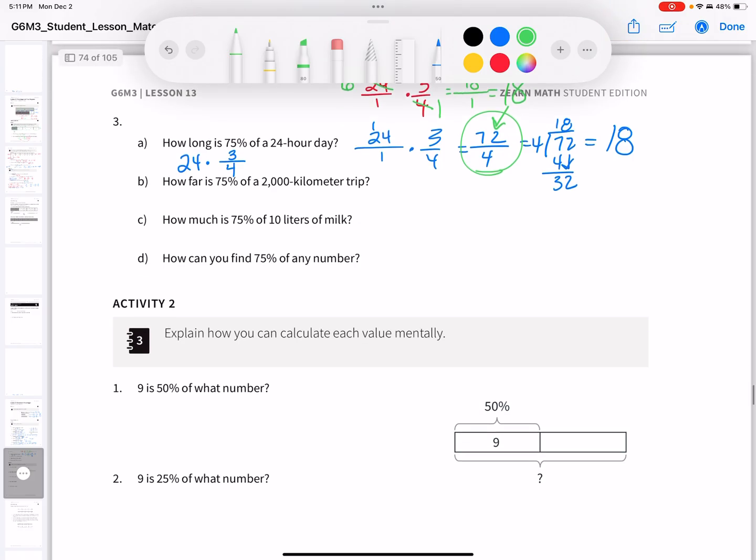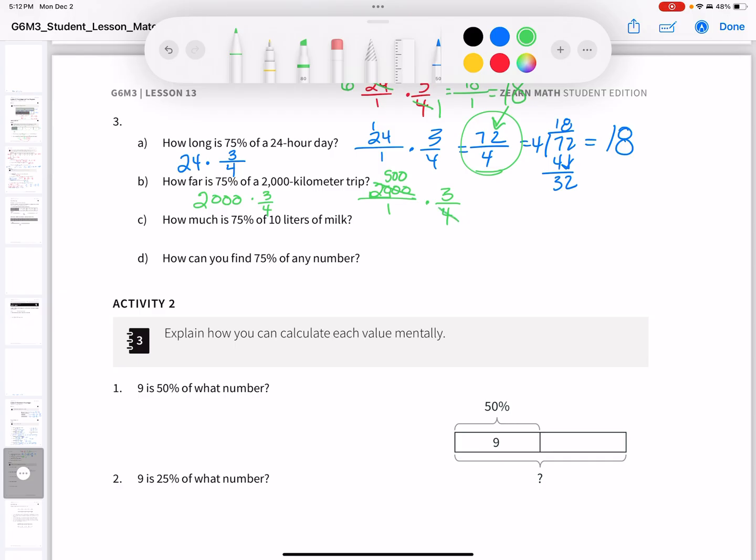So how far is 75% of 2,000 kilometers? Well, that would be like doing 2,000 times 3/4. Again, I'm going to look to cross-reduce before. So I know that 4 goes into 2,000 500 times. How do I know? Because 4 goes into 20 5 times, and then I add those 2 zeros onto it.